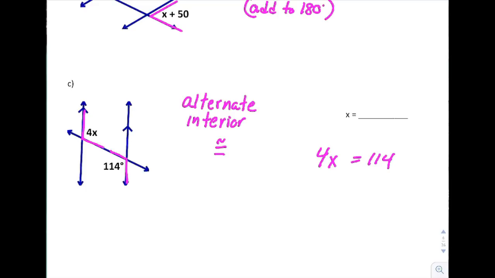In question C, it's just like the first one, turned sideways a little bit. You have alternate interior angles. They're both obtuse. You can trace them with your pencil and see they're both obtuse, which means they are congruent to each other. One angle equals the other. Go ahead and solve that.